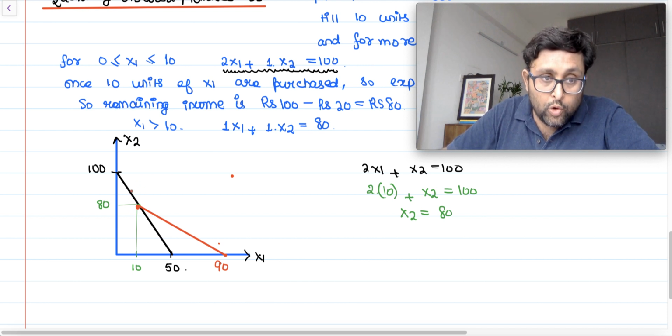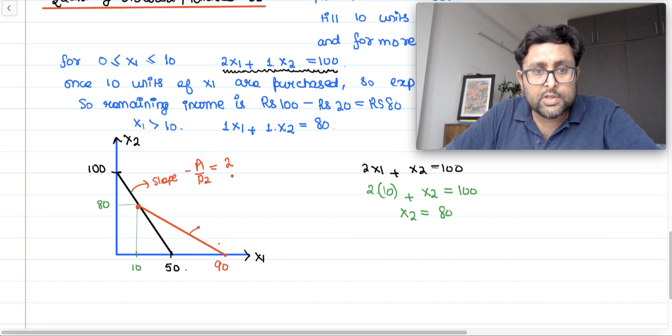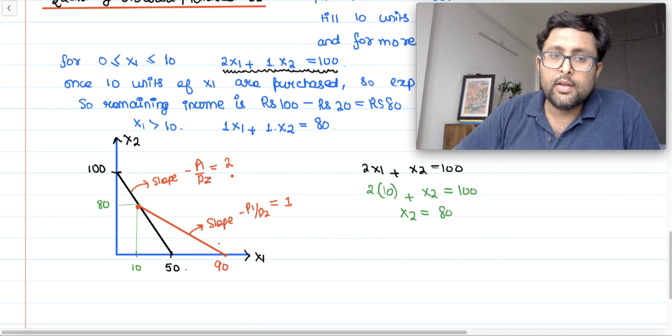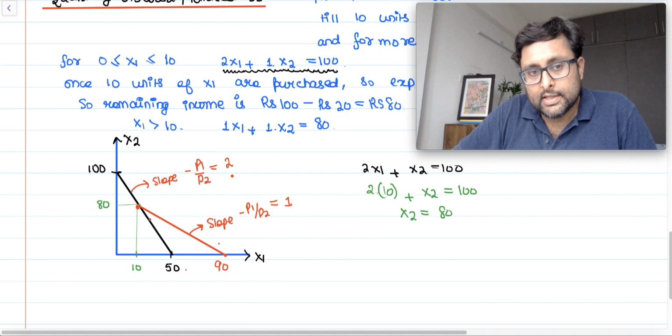And the other thing: what is the slope of the budget line? For this budget line, 2x1 plus x2 equals 100, the slope is minus p1 by p2, which is 2. What about the slope of this budget line? It becomes flatter out here, equal to 1. So this is your kinked budget line.